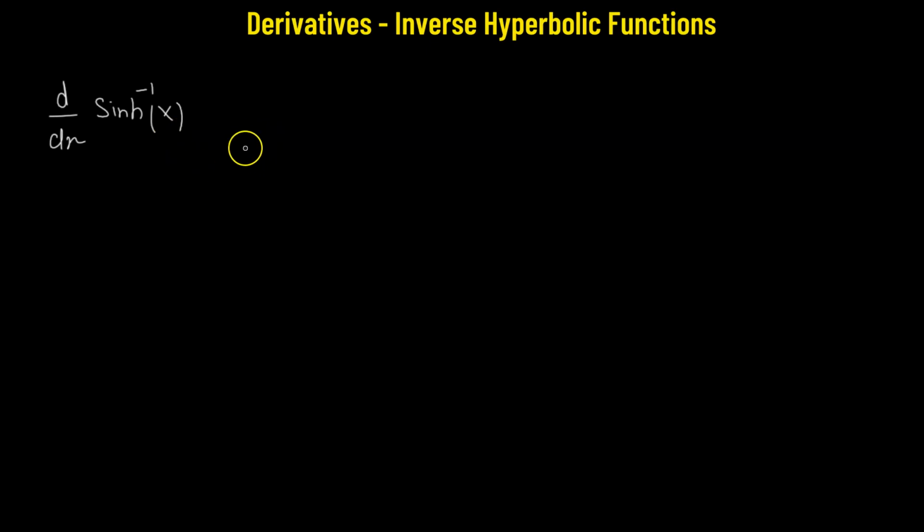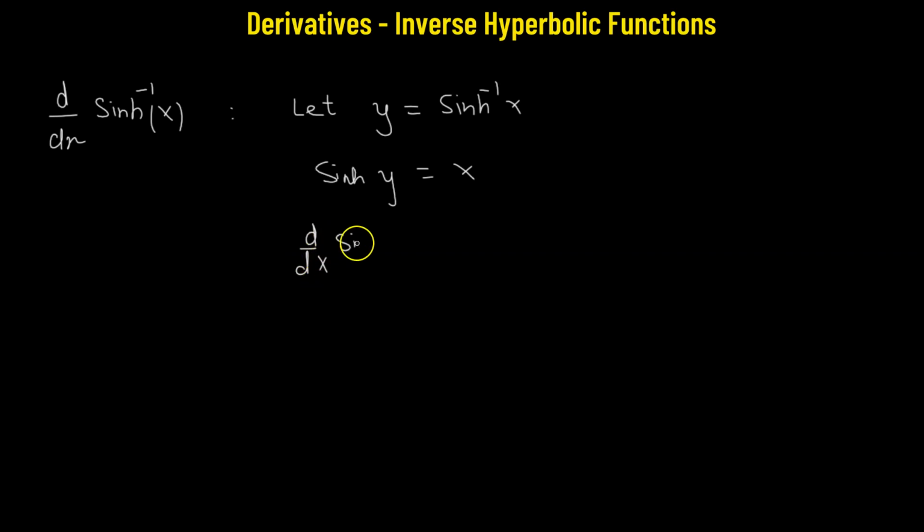For this, we have to perform an implicit differentiation. So we begin by considering y equals the inverse hyperbolic sine function. Then taking the hyperbolic sine function on both sides, we have sinh of y equals x. Next, we differentiate both sides with respect to x. The derivative with respect to x of the hyperbolic sine function equals the derivative with respect to x of our function x, that's equal to 1.